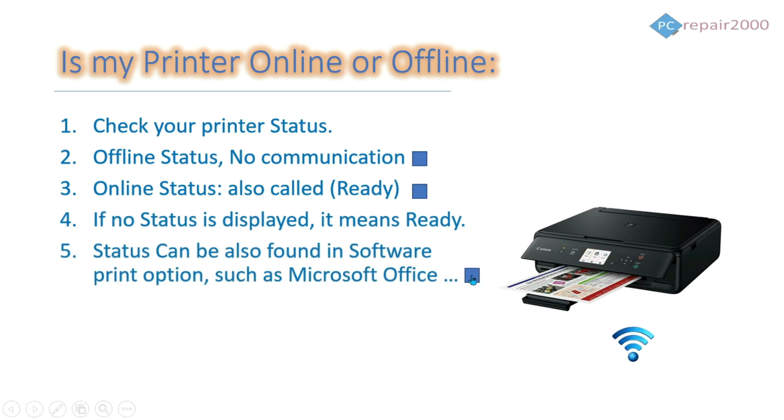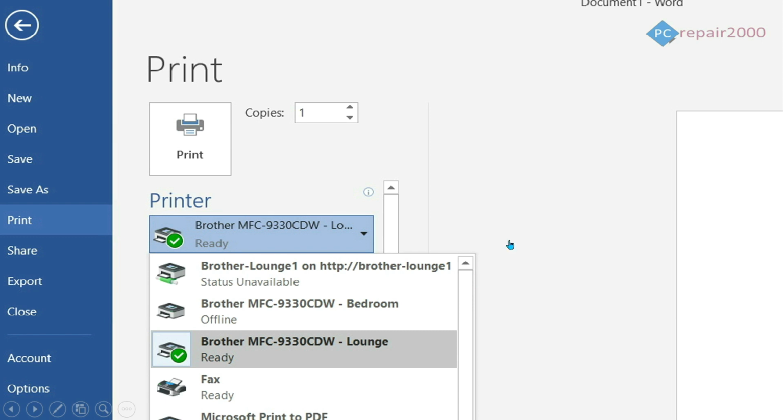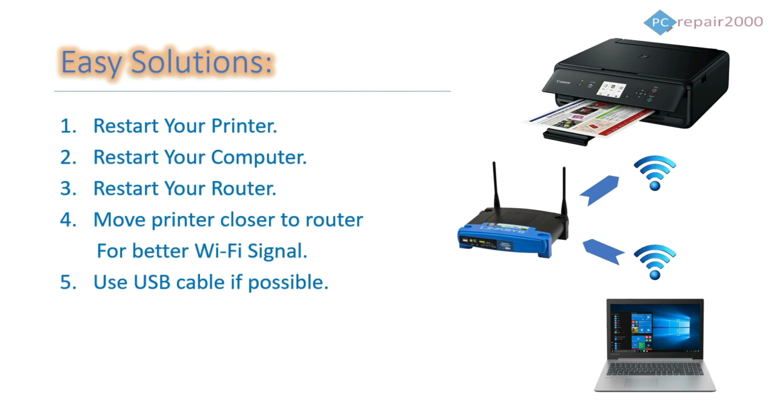If you are using third-party software such as Microsoft Office, when you try to print a document, you will be presented with printer options and it will show the status of your printer. It will show, for example, the printer is ready, which means the printer is actually online.